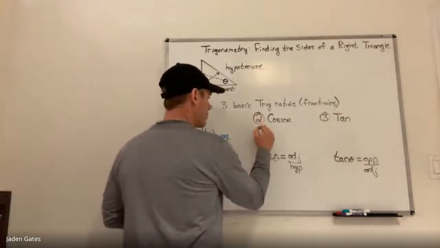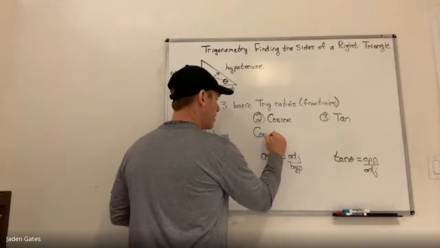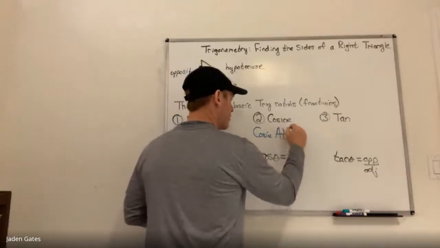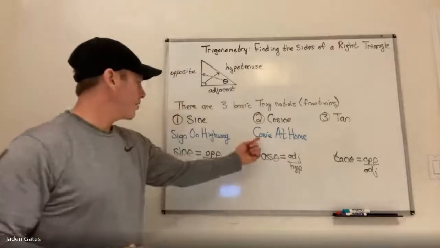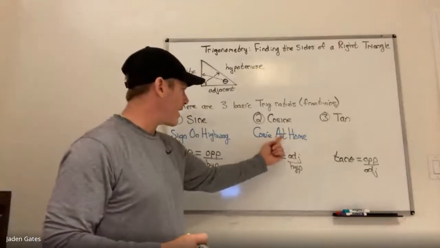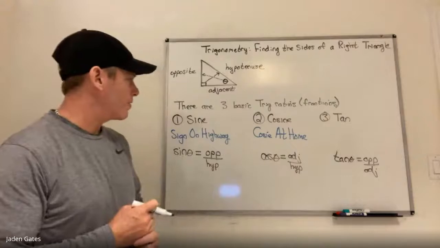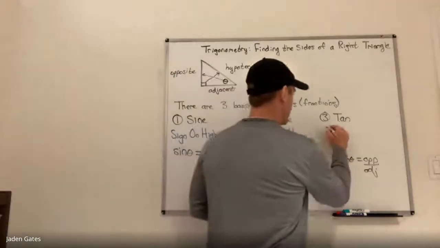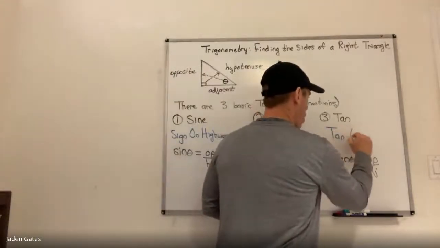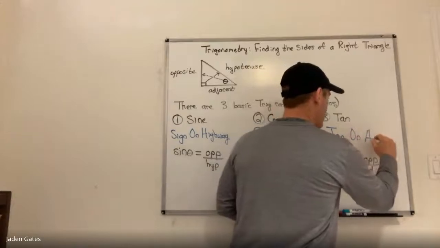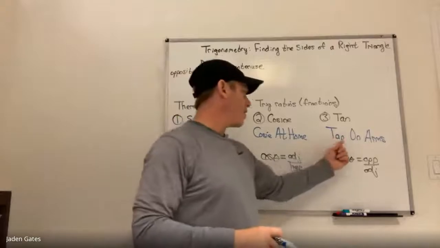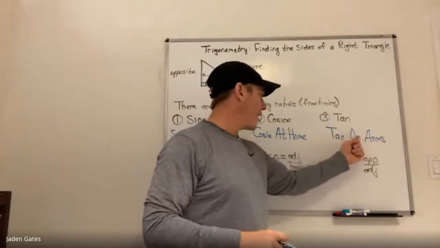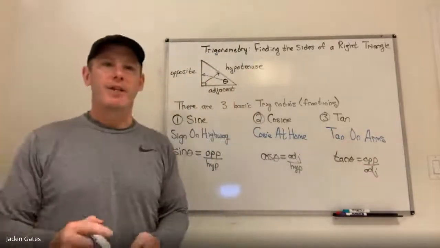For cosine, I use cozy at home. So again, cozy, cosine, at home: adjacent divided by the hypotenuse. Tan on arms is how I remember the tan ratio. So tan on arms, OA: opposite divided by the adjacent.